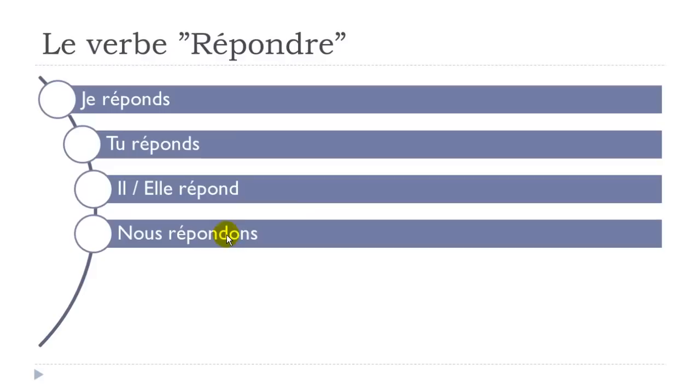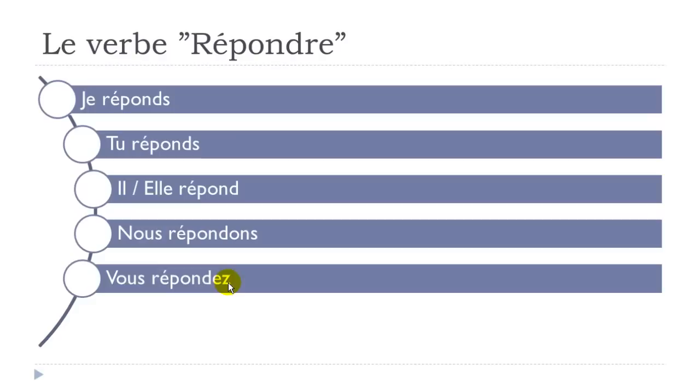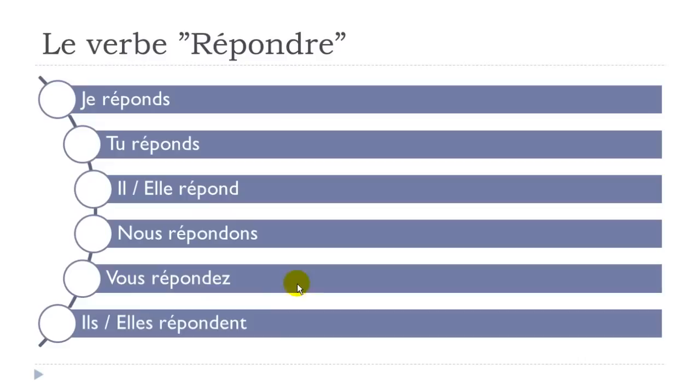So, you get répondons. Nous répondons. Okay, and then classic ending for vous as well, a Z, okay? Remember, you combine these two letters, you get the sound E. So, répondez. Vous répondez. Okay, and then the last persons here, ils répondent. So same thing, here, classic ending, E-N-T, but then you don't pronounce it, okay? Répondent, ils répondent, elles répondent, okay?